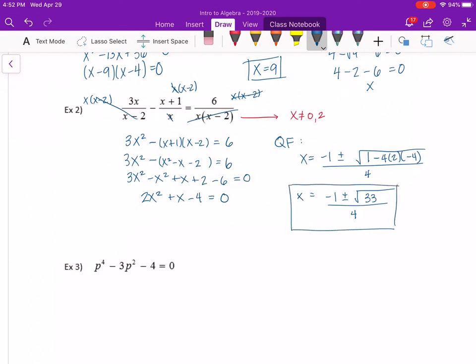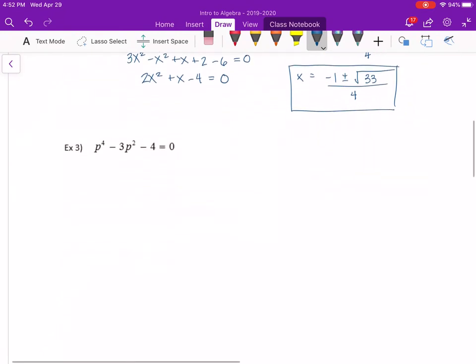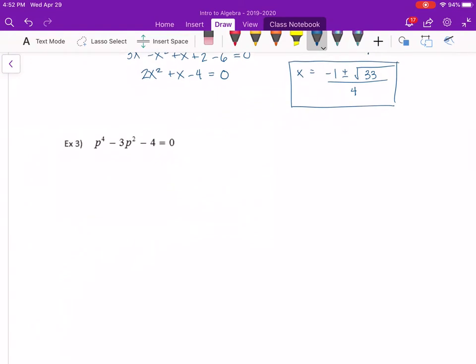So again, the next one is not a quadratic because it actually has a power higher than the second. But when I look at this, I see y to the second minus 3y minus 4.